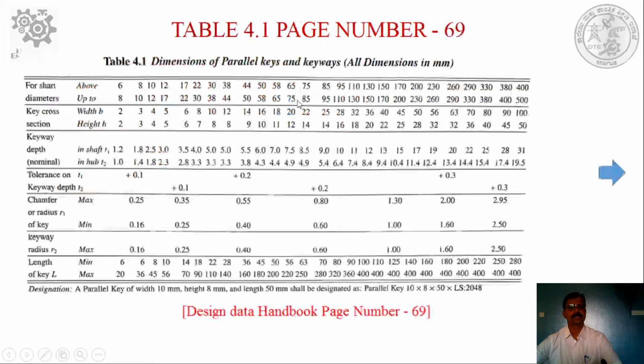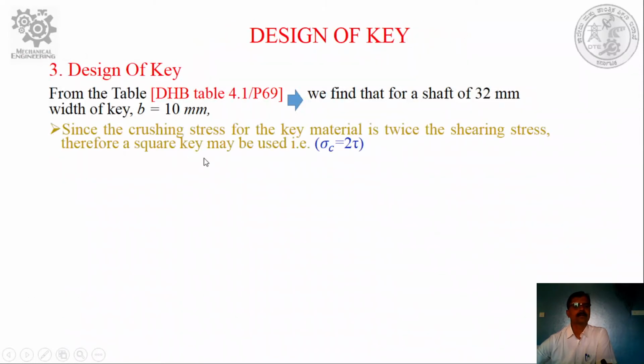Let us see the table here. The table from the data handbook, and here we have 32, for shaft diameters above 30 and up to 38. Now we are going to use these dimensions of the key. Width of the key is equal to 10 millimeter and height of the key is equal to 8 millimeter. Like this we select the dimensions of the key. Now move on to the original stage. The width of the key is 10 millimeter and height is 8 millimeter.